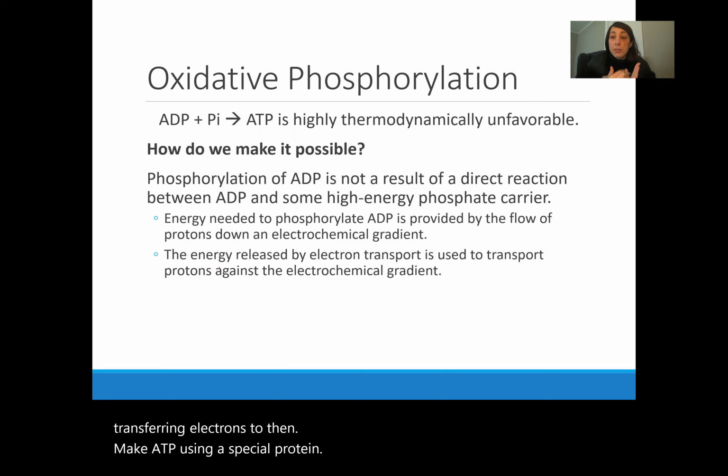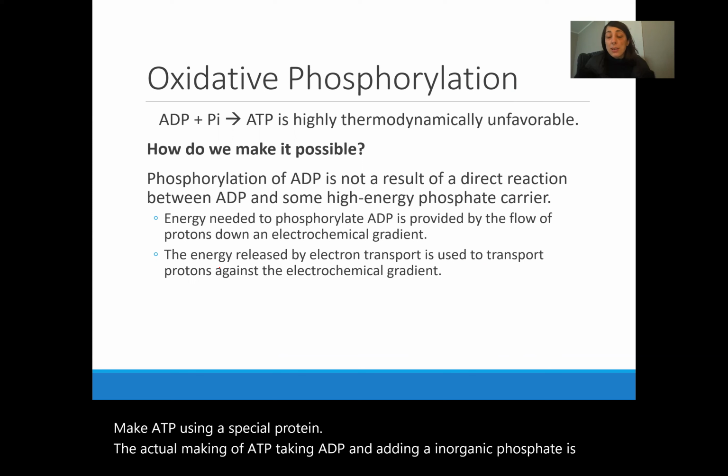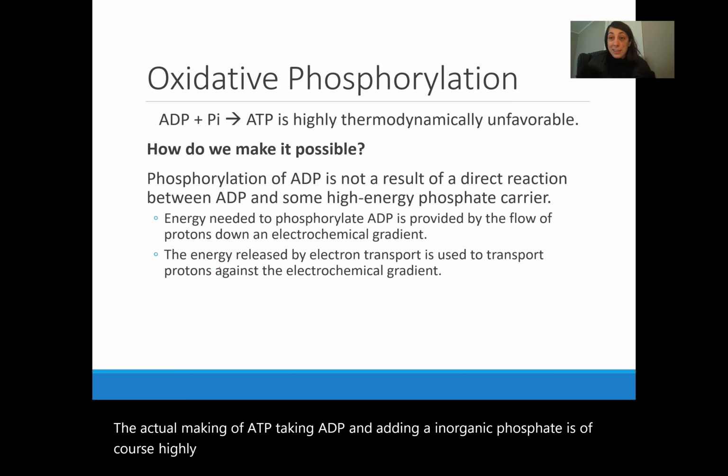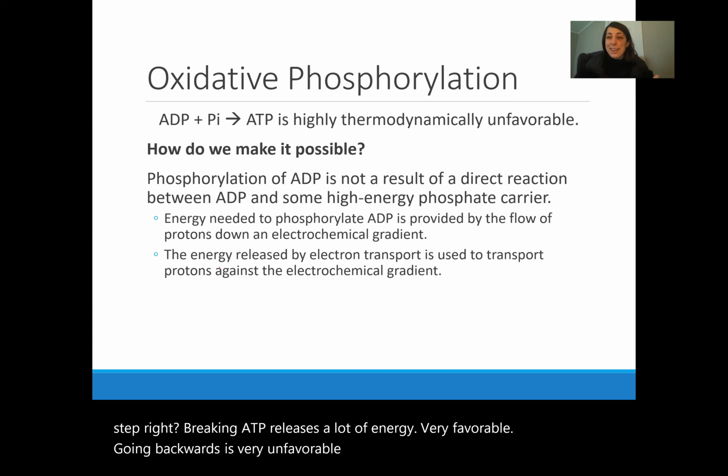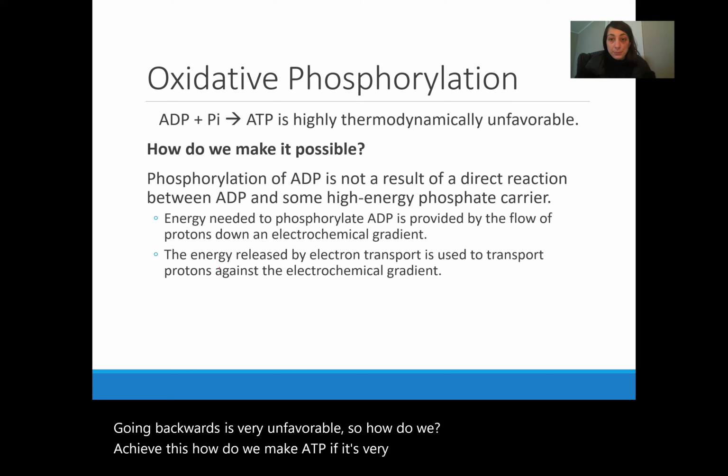The actual making of ATP, taking ADP and adding an inorganic phosphate, is of course highly thermodynamically unfavorable. It's the reverse of a very favorable step, right? Breaking ATP releases a lot of energy. It's very favorable. Going backwards is very unfavorable. So how do we achieve this? How do we make ATP if it's very thermodynamically unfavorable?